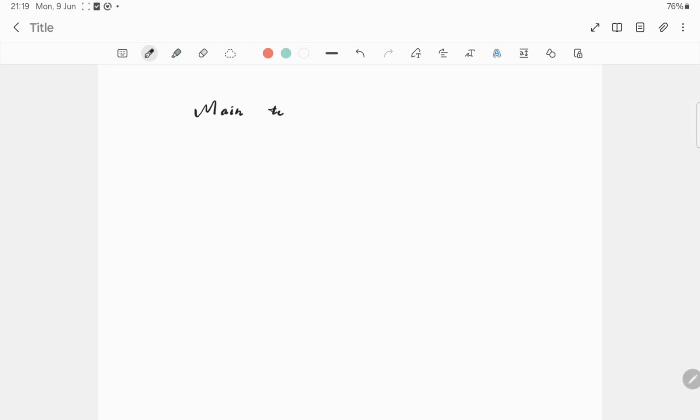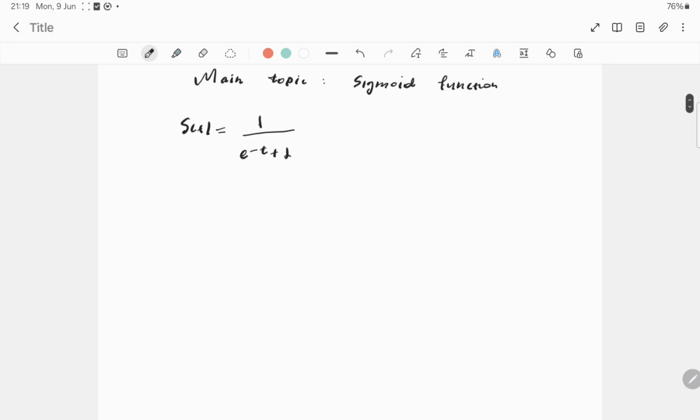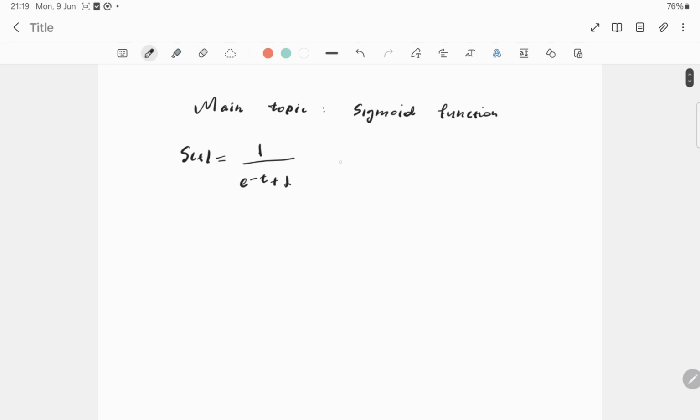The main topic of this video is the sigmoid function. S of t equals 1 over e to the minus t plus 1. This is a very special function used in multiple engineering applications.